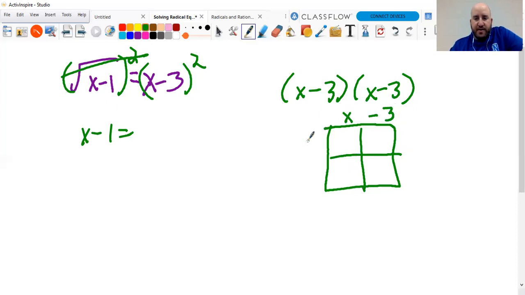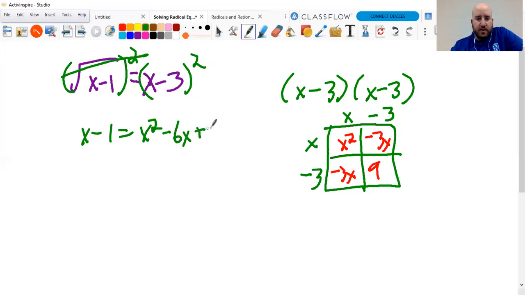So x minus 3, multiply the boxes out. X times x is x squared. Negative 3 times x, negative 3x. Negative 3 times x, negative 3x. Negative 3 times negative 3, positive 9. So x squared, negative 3x and negative 3x is negative 6x, and positive 9 goes there. So now I got x minus 1 equals x squared minus 6x plus 9.